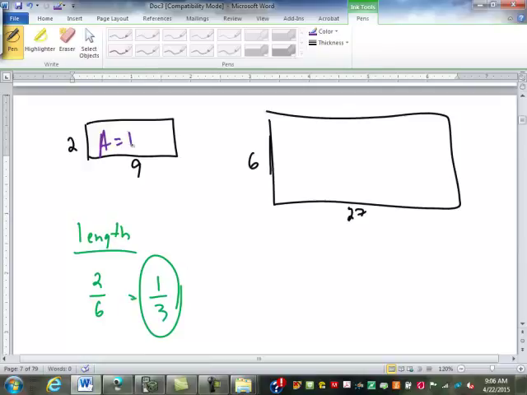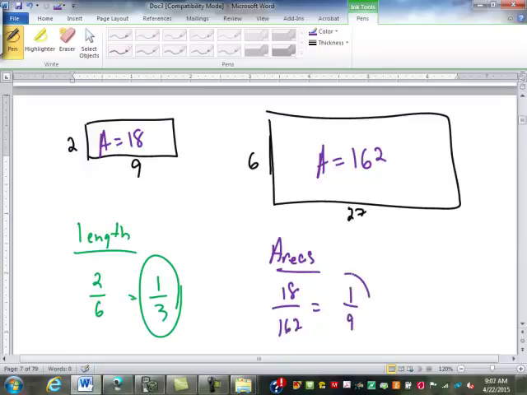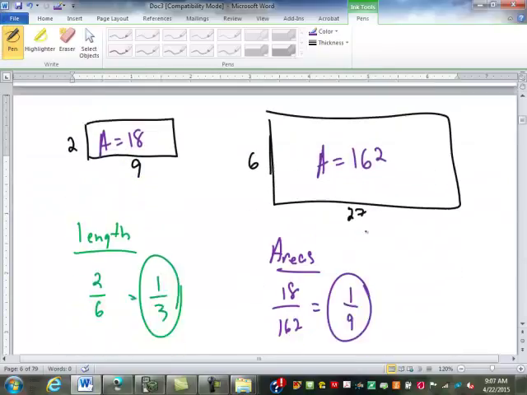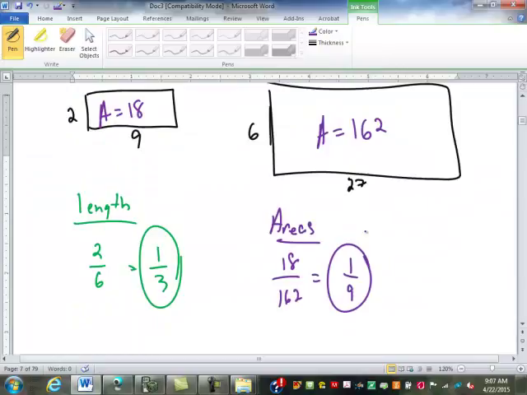What's my area here? 18. 2 by 9 is 18. What's the area here? 162. So my ratio of areas is 18 to 162, otherwise known as 1 to 9. There's a relationship. See, a 1 to 2 ratio of lengths became a 1 to 4. A 1 to 3 ratio of lengths became a 1 to 9.